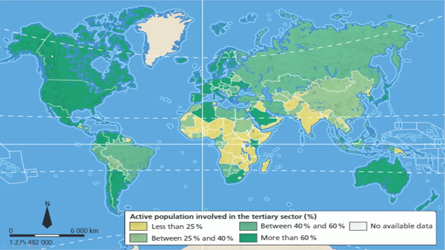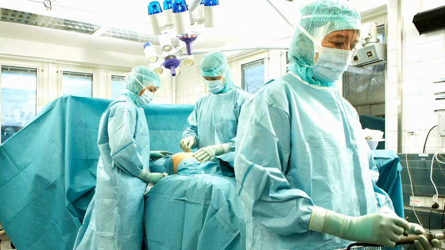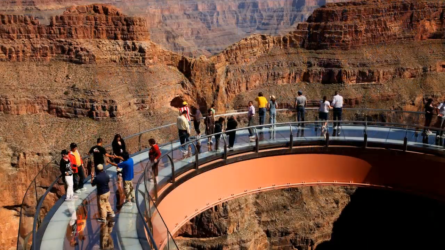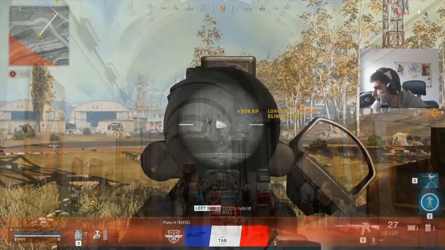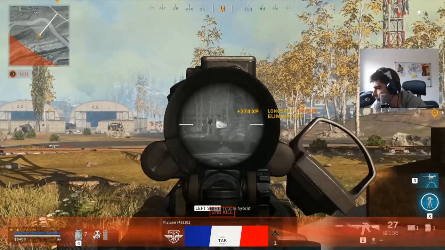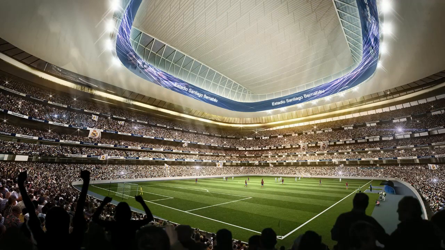As you can see here, for example, in North America and in Europe, the active population involved in the tertiary sector is more than 60%. This is an indicator that tells us that these are developed countries. So, what kind of activities can we find in this sector? Activities such as medical care, education, tourism, retail, transport, telecommunications, culture, internet activities such as this beautiful streamer you have right here, or sports events.